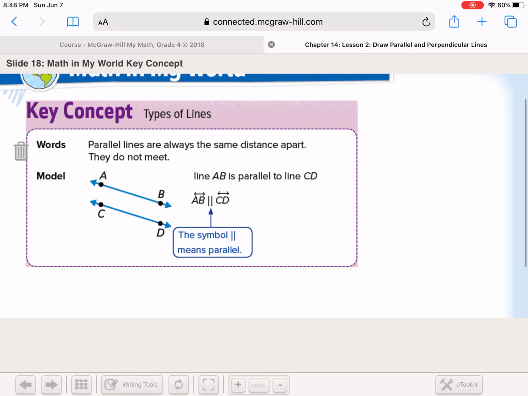This is in your book. I really want you to understand this. Here's how you show that something is parallel. See how it's A, B, and C, D? They just came up with those letters. You could pick any letters that you want. But they said line segment AB is parallel to line segment CD. And the two little L's in between mean parallel.